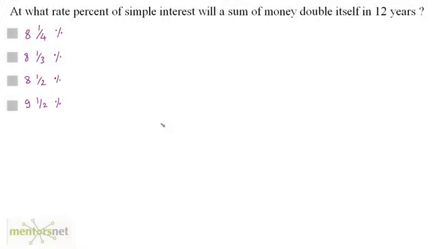At what rate percent of simple interest will a sum of money double itself in 12 years? Okay, let the principal amount be X rupees, and the money should double itself in 12 years. So N is equal to 12, and the amount is double the principal, so it's 2X. Now we can calculate the simple interest. Simple interest is amount minus principal, and that's X. It is equal to PNR upon 100. P is X, N is 12, R is what we have to find, upon 100.